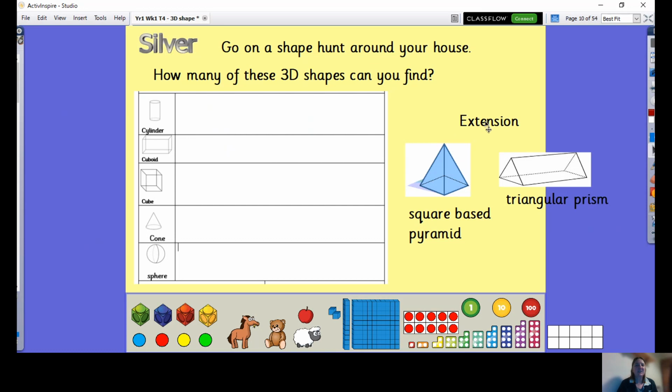And then this is an extension, also a bit of a challenge, because you may not have these. I was trying to think in my house. I don't think I've got anything in my house that's a pyramid shape. I did have something that was a triangular prism, like that Toblerone, but that got eaten. So have a think. You might be lucky. You might have some of those in there. So that's just a little bit of an extension. So that's your silver activity.